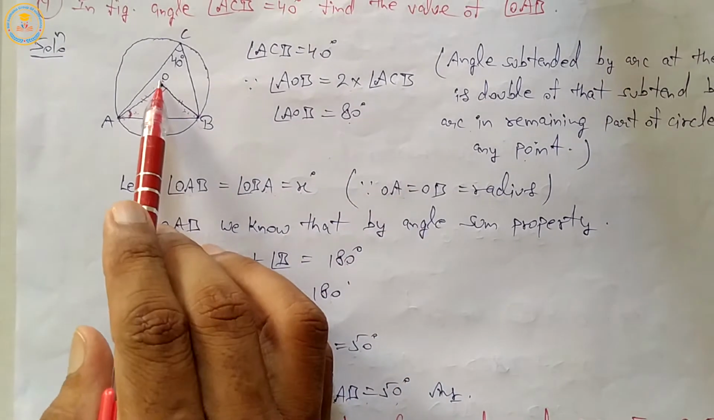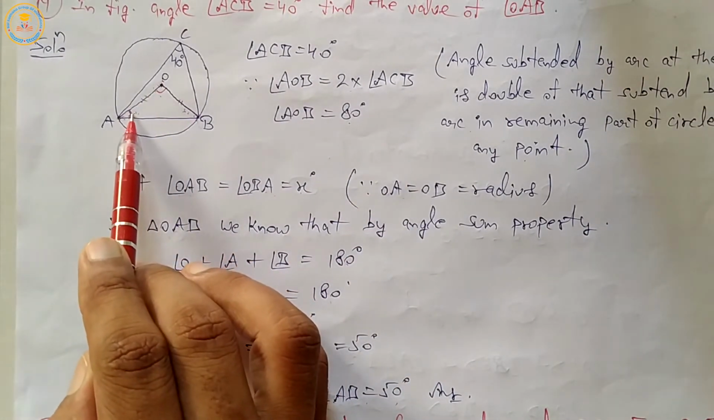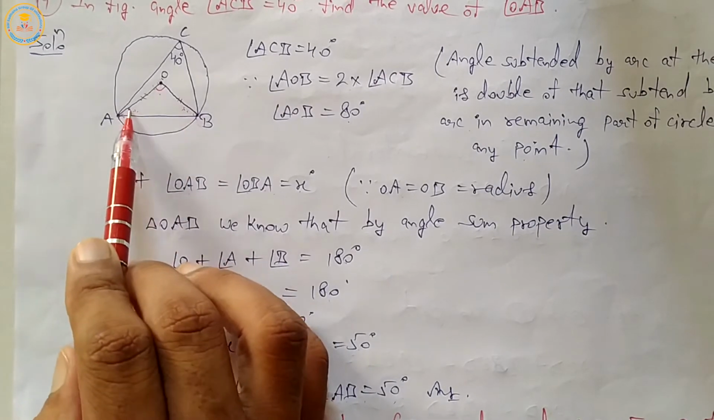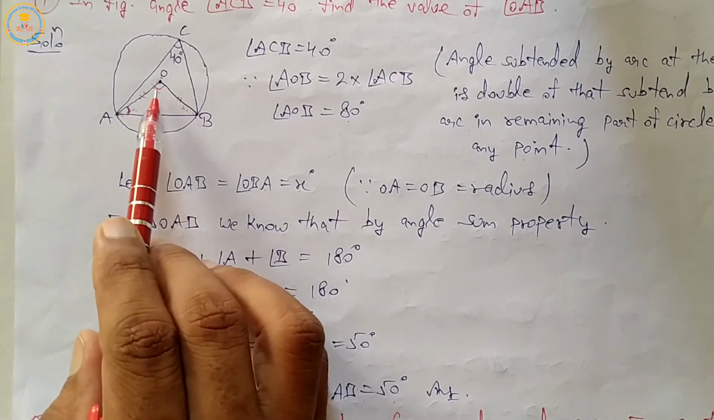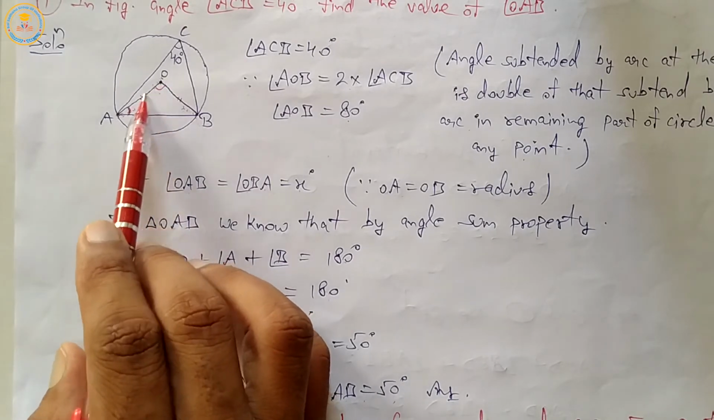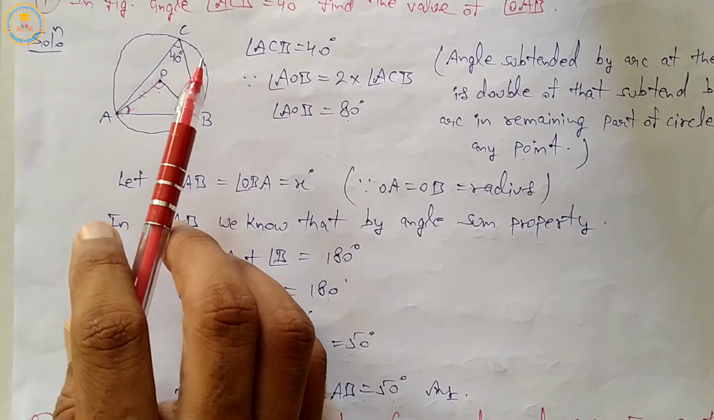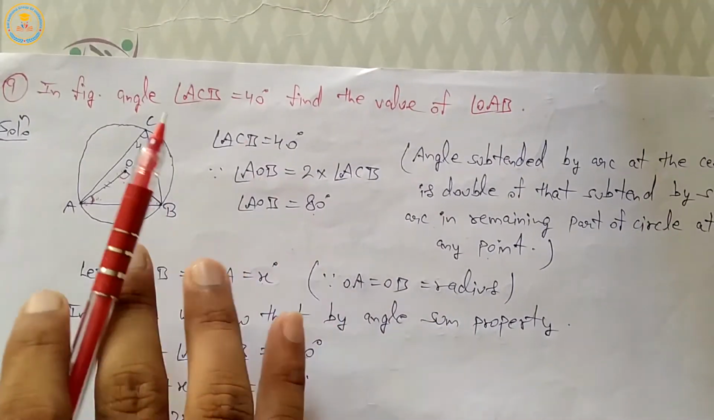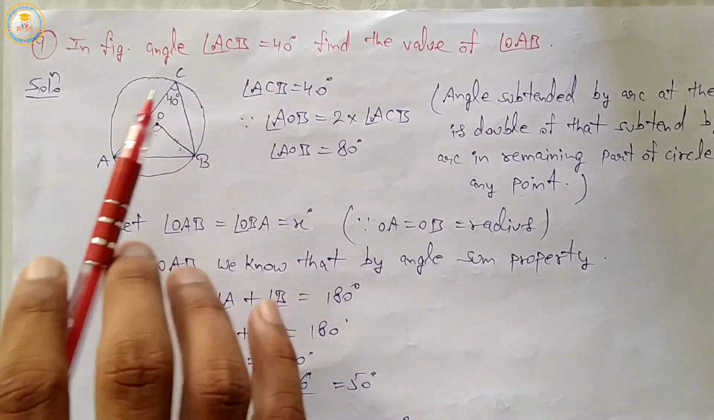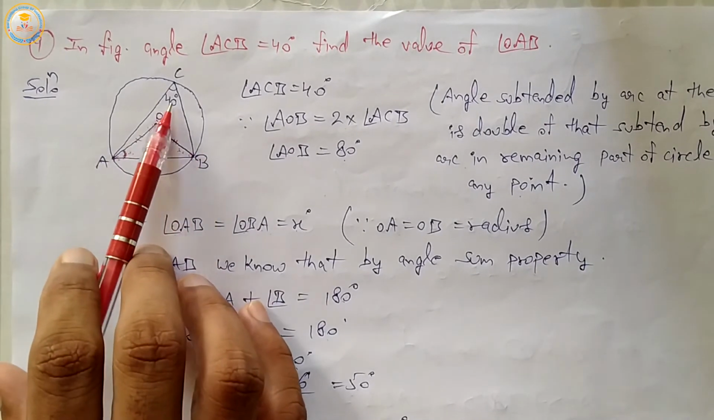We calculated OAB. So this one is 50 and this one is also 50. 50 plus 50, 100. 100 plus 80, 180. And in a triangle, the sum of all angles is 180 degrees. Clear? Again, angle ACB is given as 40 degrees.